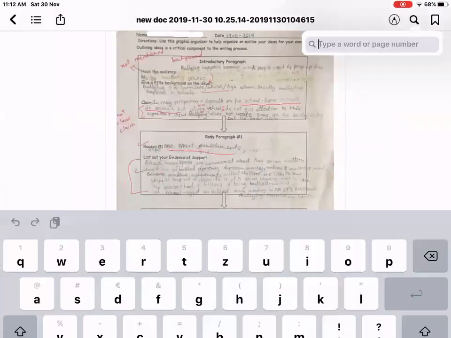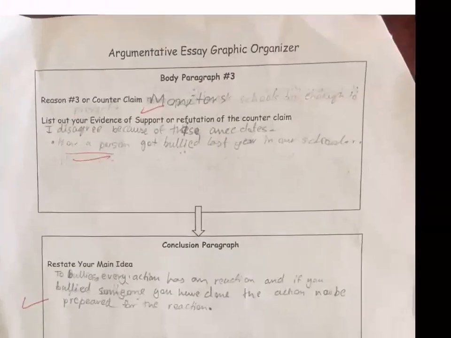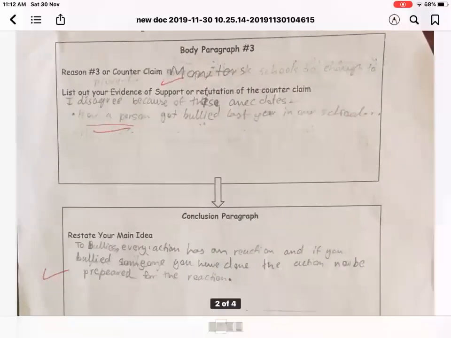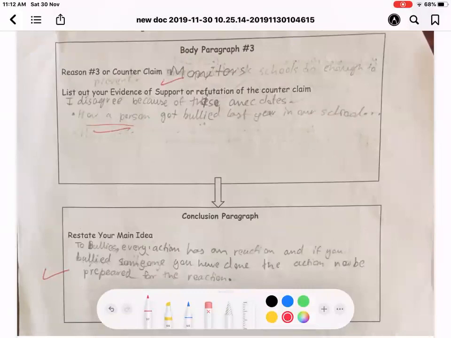Then body paragraph 3. He had an against reason, which is against his opinion. We call it the counter argument. He wrote about monitors because he thinks that schools do enough, and the other opinion or the counter argument would say that schools do not do enough. So he said that schools do enough.